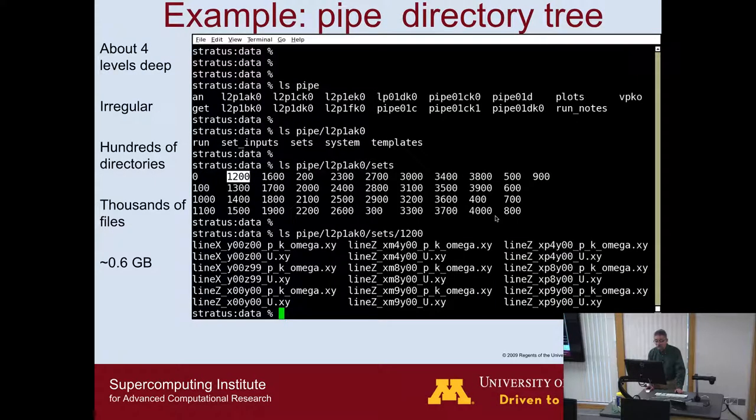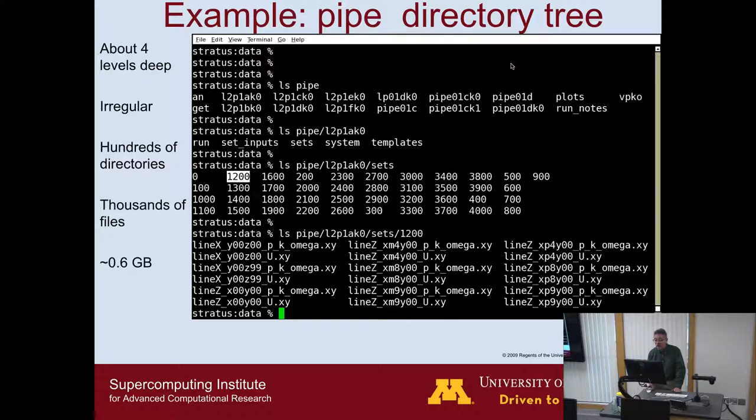I'm going to illustrate how you use it with a simple example, starting off with a very small example, where I have this directory hierarchy where I was using a computational fluid dynamics application called OpenFOAM. I use this to illustrate it because it's a small example, only a small number of megabytes, and hundreds of directories and thousands of files, and a very irregular directory tree.